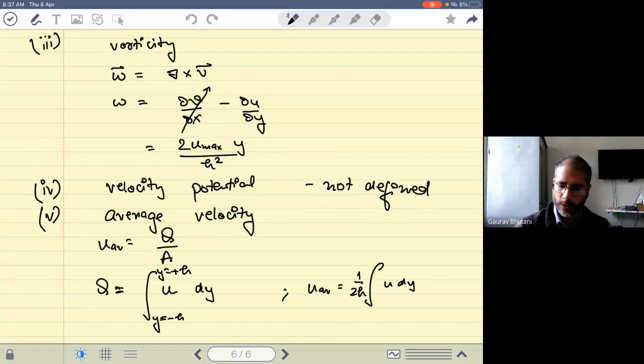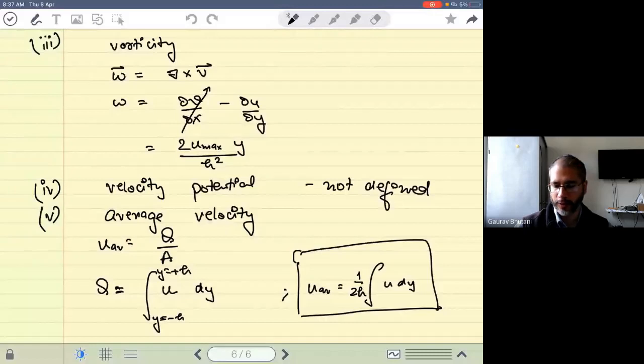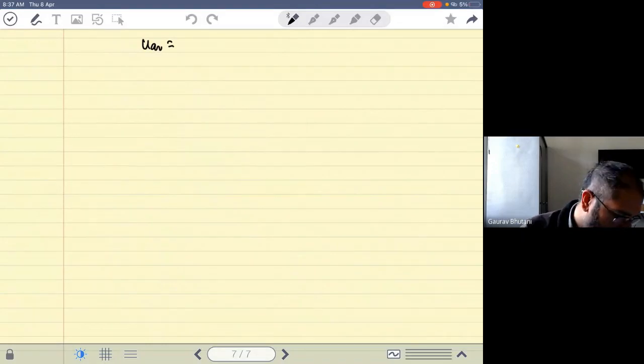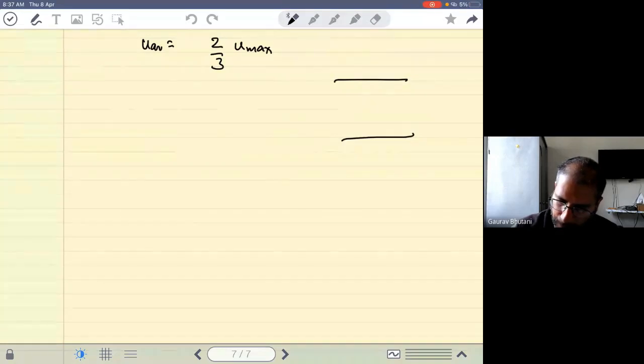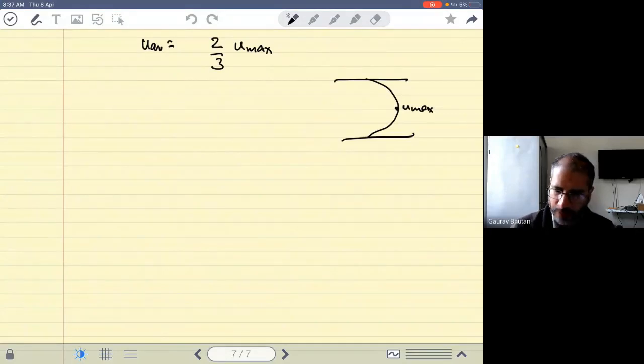So this is what we get as the average velocity. Again, the u velocity profile is known. We know u as a function of y. It's a parabolic function. So we can integrate that and find the average velocity. If I do that, then the average velocity will come out to be 2/3 of the u max. So we had a parabolic velocity profile between the plates where this was u max. So the average is 2/3 of that.